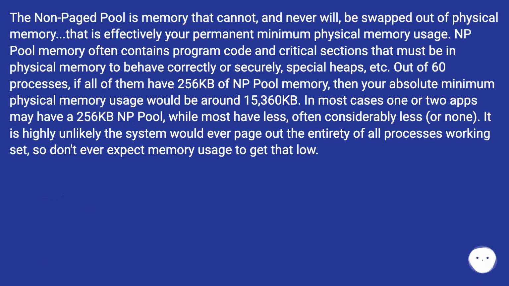The non-paged pool is memory that cannot, and never will, be swapped out of physical memory, that is effectively your permanent minimum physical memory usage. NP pool memory often contains program code and critical sections that must be in physical memory to behave correctly or securely, special heaps, etc. Out of 60 processes, if all of them have 256 KB of NP pool memory, then your absolute minimum physical memory usage would be around 360 KB. In most cases, one or two apps may have a 256 KB NP pool, while most have less, often considerably less, or none. It is highly unlikely the system would ever page out the entirety of all processes' working set, so don't ever expect memory usage to get that low.